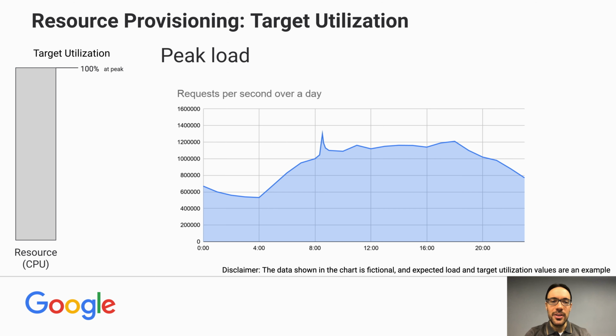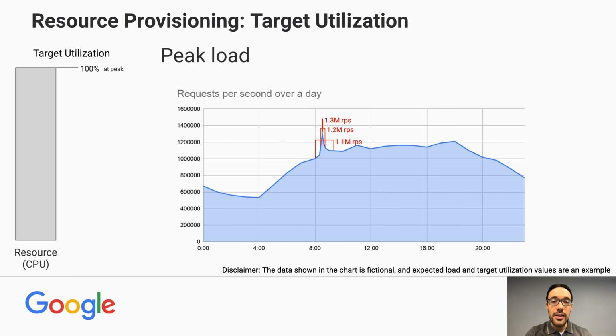Let's review with an example. One day, a fictional service handles the demand peak, 1.3 million requests per second, exactly at 8:32 a.m. If monitoring probes for the load once every second, it captures the peak of 1.3 million requests per second. If monitoring probes for the load once every 5 minutes, it could capture a lower peak, 1.2 million requests per second on average between 8:30 and 8:35 a.m. If monitoring probes for the load once every hour, it captures a peak of 1.1 million requests per second on average between 8 and 9 a.m.